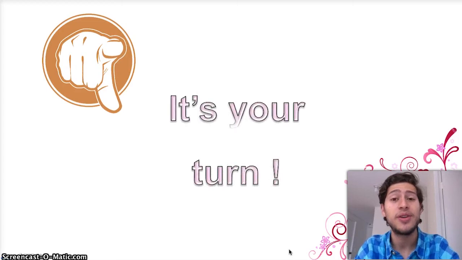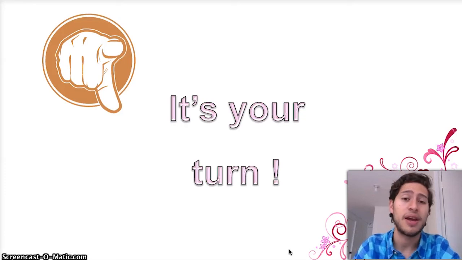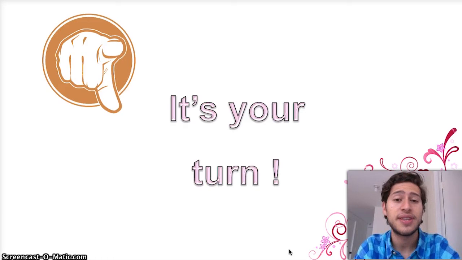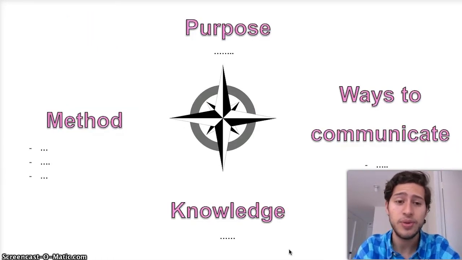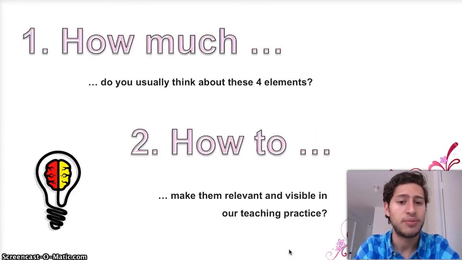Alright, now it's time for you to practice. Provide your own example of knowledge, method, purpose, and ways to communicate. It can be about language itself, or it can be about any topic. Let's do the exercise and let's share it. Let us know your comments and thoughts on the following questions too. How much do you usually think about these 4 elements? And how to make them relevant and visible in our teaching practice? It's very important to know your ideas on these questions as well.